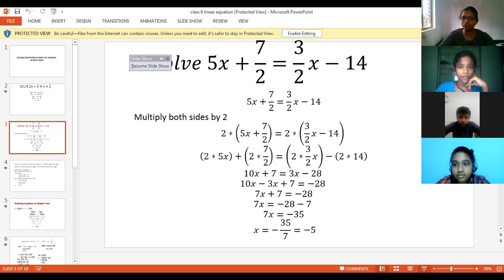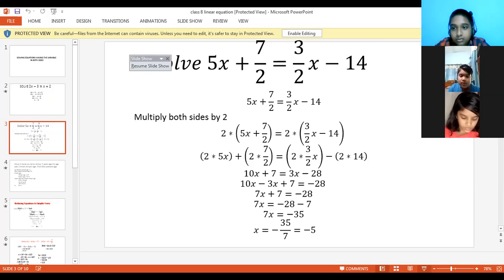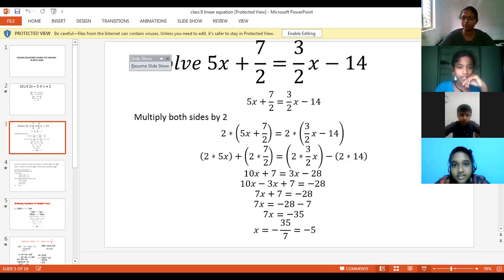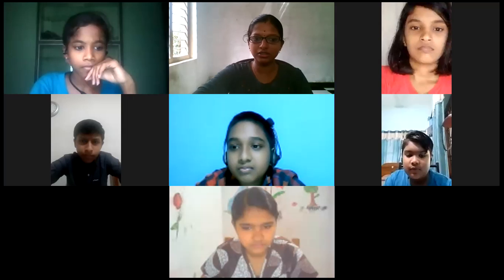Please share screen. It is solve 5 into plus 7 by 2 equal 3 into 3 by 2 into minus 14. Can you see this question? What about others? Please unmute and say. Yes, miss. Sean, please check your internet connection. Miss, I can see the share screen, but I can't see it. Miss, the question you are saying is different. Okay, just a minute.